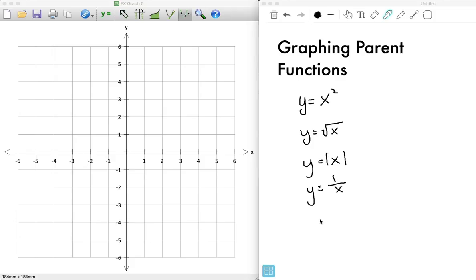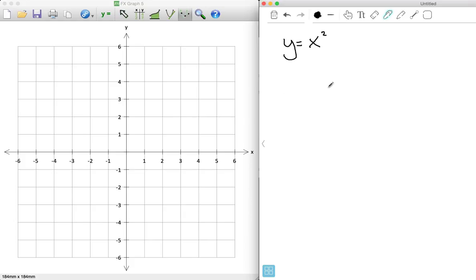You need to know how to graph these basic functions so that you can learn about transformations, which you'll start learning about in the 30S pre-cal and then learn about in more detail in the 40S. So we're going to start with graphing y equals x squared. I'm going to make a table of values to show you where some of the values and the shape of this graph comes from.